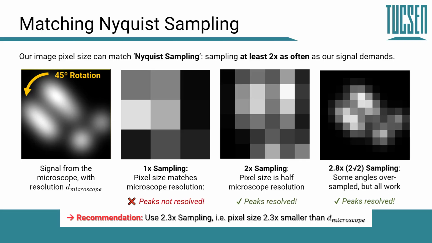And what we recommend is to use 2.3 times sampling, i.e. the pixel size is 2.3 times smaller than D microscope. This gives you some cover for different angles and this kind of thing, but that still allows you a significant sensitivity advantage compared to 2.8 times sampling with smaller pixels.